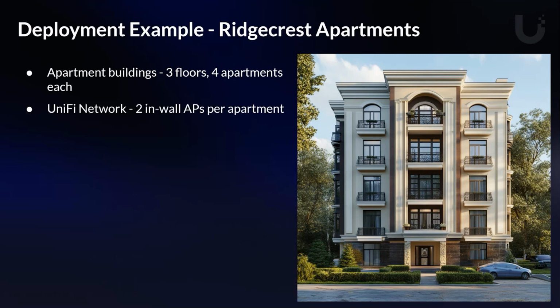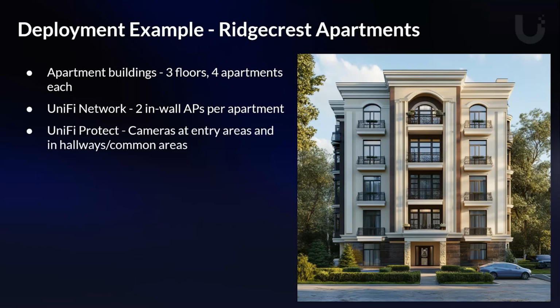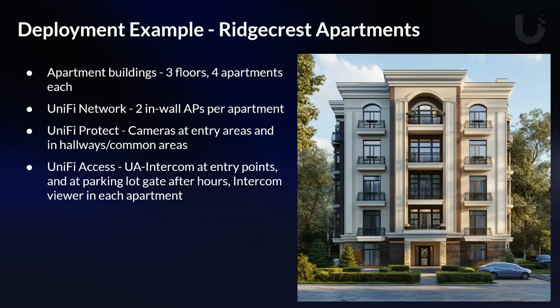What you could do as a part of this install is put 2 in-wall access points per apartment, with one installed in the master bedroom, where they might have a TV that they want to wire, and one installed in the living room where they install the entertainment console. These 2 in-wall APs provide that value I was talking about earlier, and also provide the wireless. You can also have UniFi Protect cameras at each entry area, like in the hallways, as well as the external entry points. And then UniFi Access intercom at the entry point, and intercom viewers in each apartment.